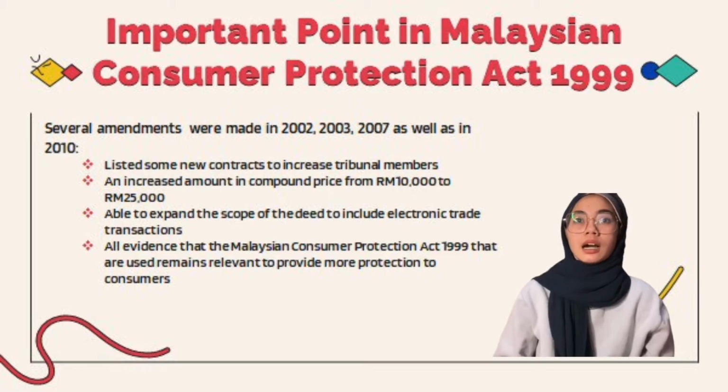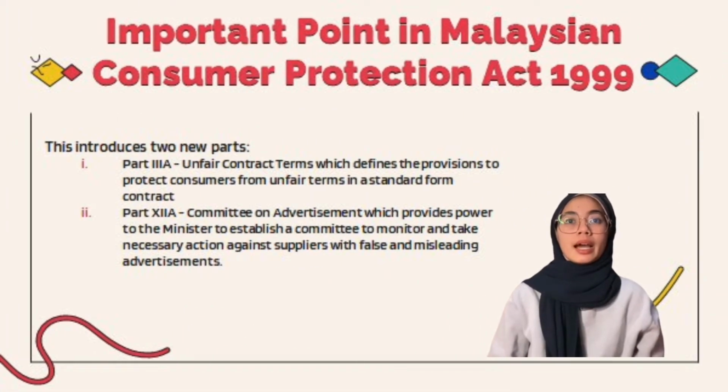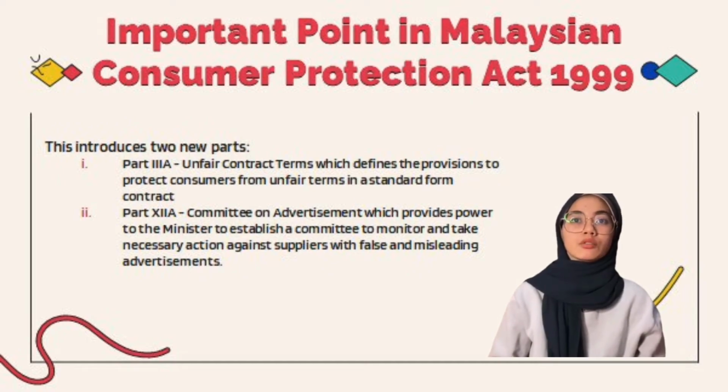Important points in this case are that several amendments were made in 2002, 2003 and as well as in 2010. Listed were new contracts, an increase in tribunal members, and an increase in compound price from 10,000 to 25,000. The Act was able to expand its scope to include electronic trade transactions. And lastly, evidence that the Act remains relevant to provide more protection to consumers. It introduced two new parts, which are Part IIA Unfair Contract Terms, which defines the provisions to protect consumers from unfair terms in a standard form contract, and second is Part XIIA Committee on Advertisement, which provides power to the minister to establish a committee to monitor and take necessary action against suppliers with false and misleading advertisements.